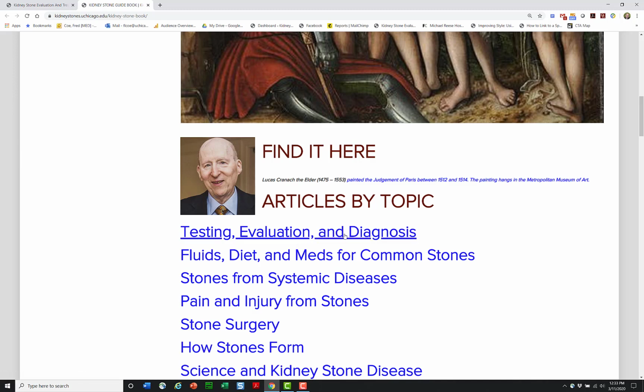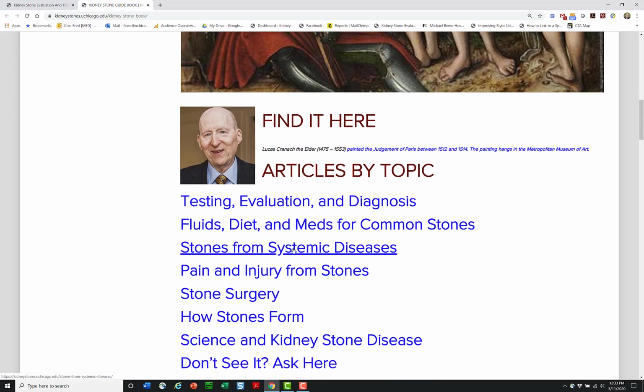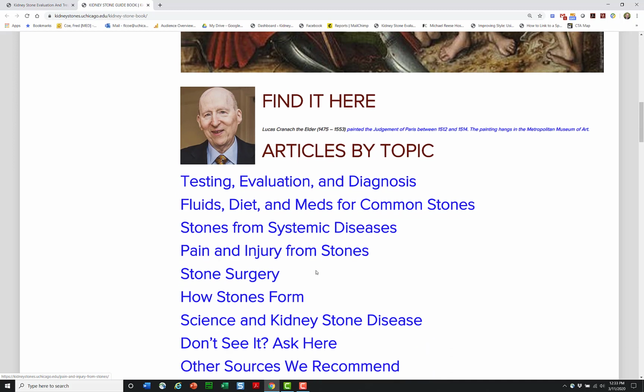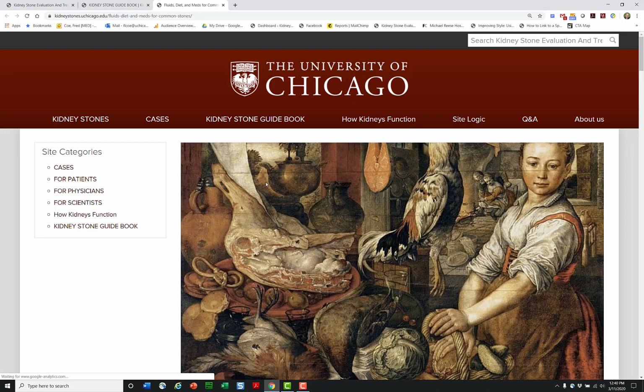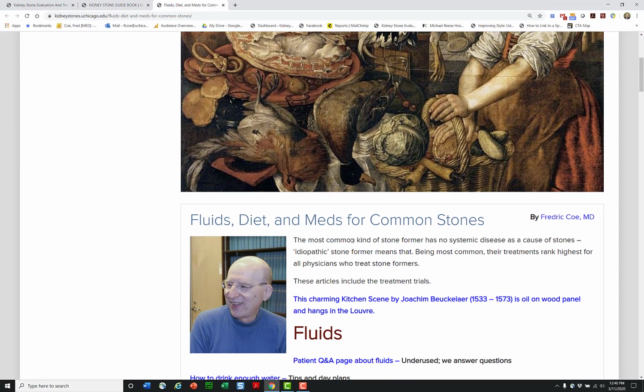For example, testing, evaluation, and diagnosis, fluids, diet, and meds, systemic causes of stones, consequences of stones, surgery, how stones form, etc. I don't really want to read you the whole thing. If you click on one of these, for example, fluids, diets, and meds for the common idiopathic stones, you get to see yet another picture by Johann Becklauer, rather unknown painter to me at least, but I think charming.